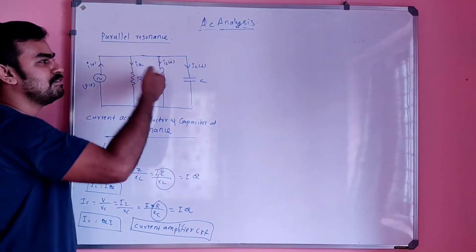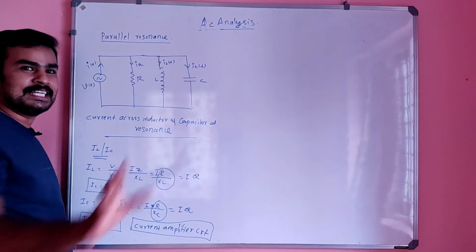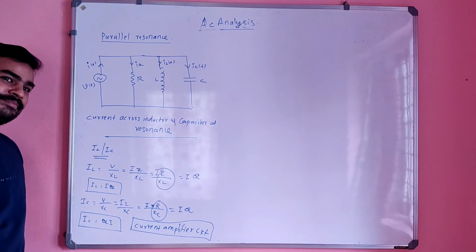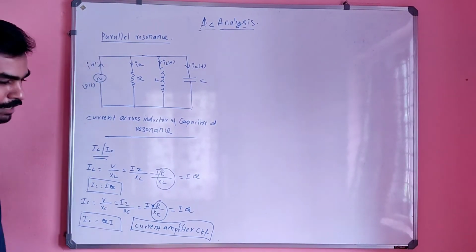But these two currents are in reverse manner. This is flowing in this direction, this is in the opposite direction. That is why they cancel together. That's why it's cancelled out. Is it clear? So it is called a current amplifier circuit.